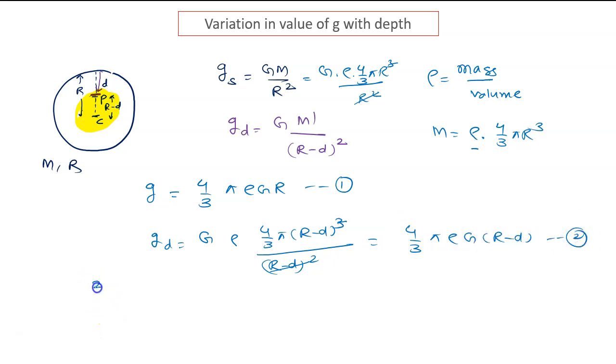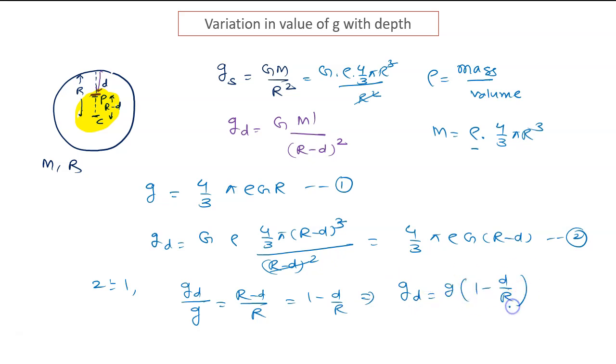We divide equation 2 by equation 1. We will get gravity at depth d divided by gravity on the surface is given by R minus d upon R, and it can be written as 1 minus d upon R. So finally gravity at depth d is given by g into 1 minus d upon R. So this is the expression for gravity at any depth d.